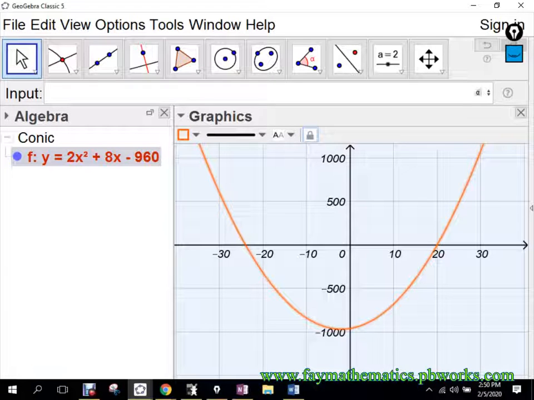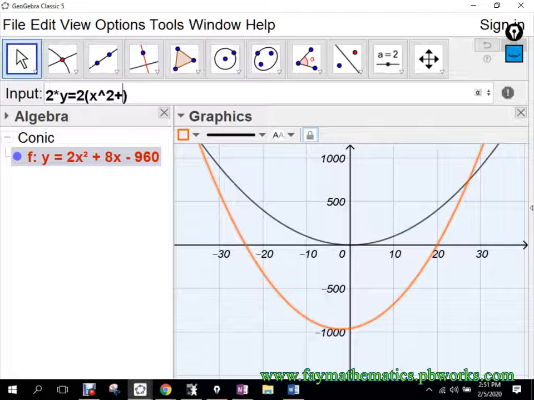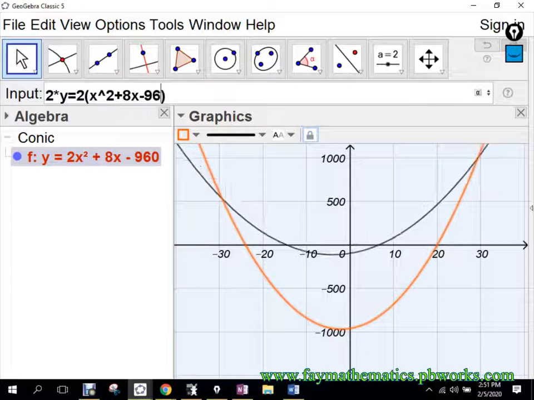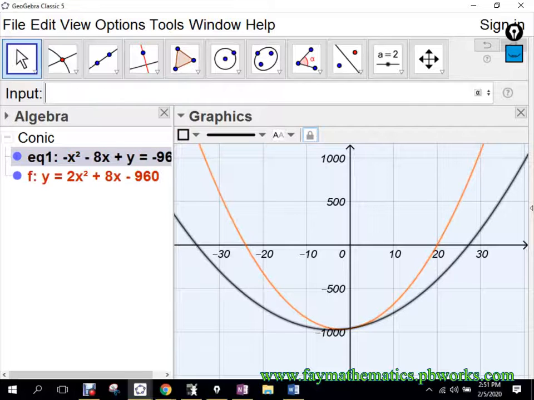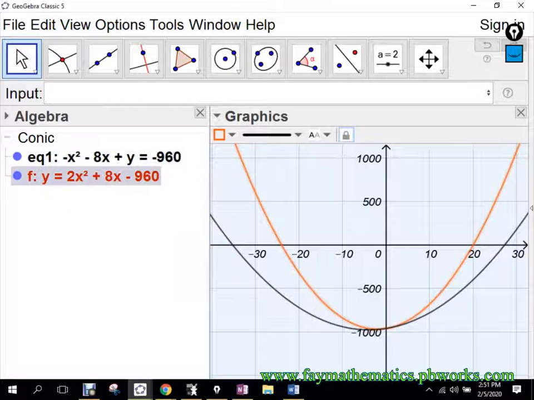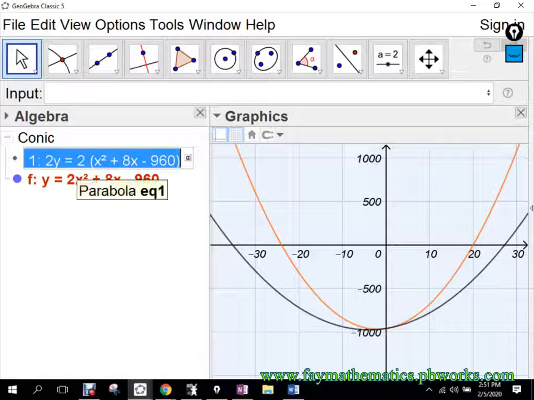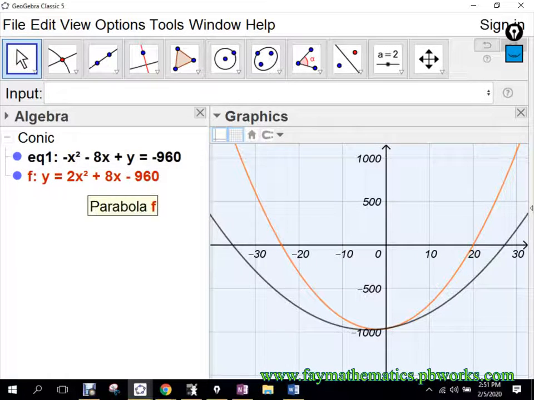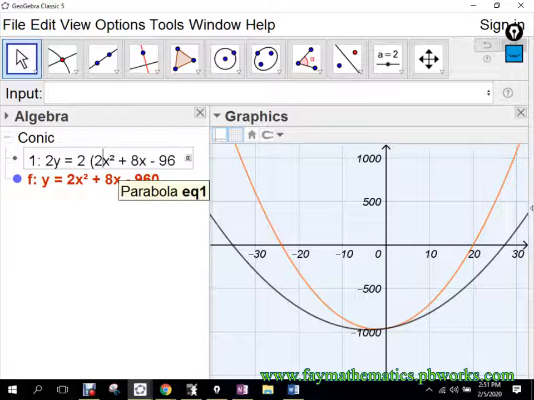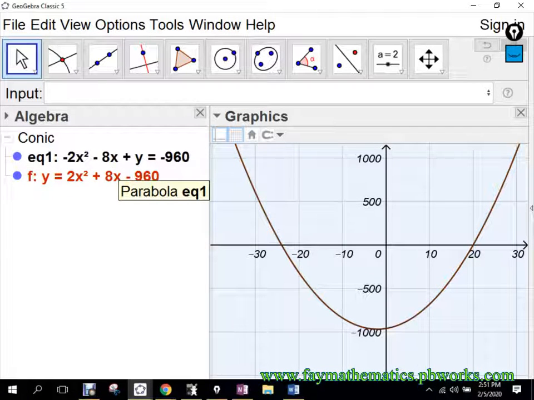If I take and write 2 times y equals 2 times x squared plus 8x minus 960. It's not going to do it. That stinks. Why won't it put the 2 here? Two times. There we go.